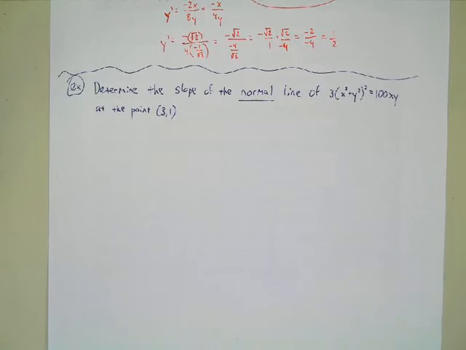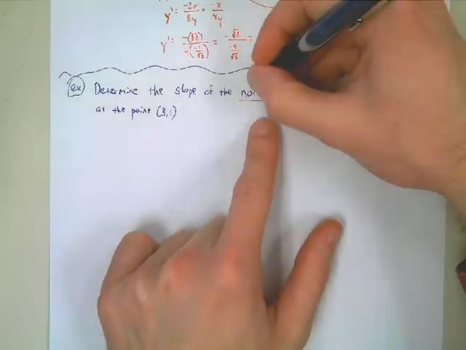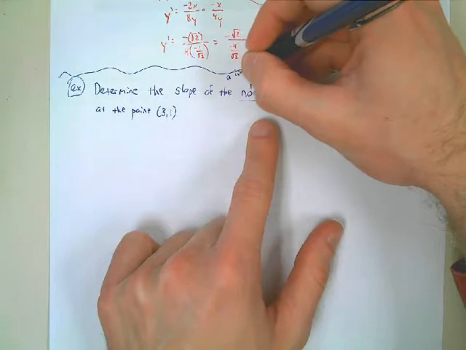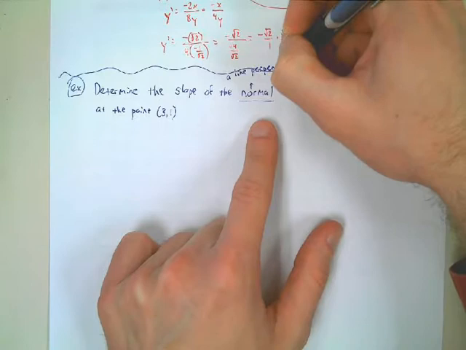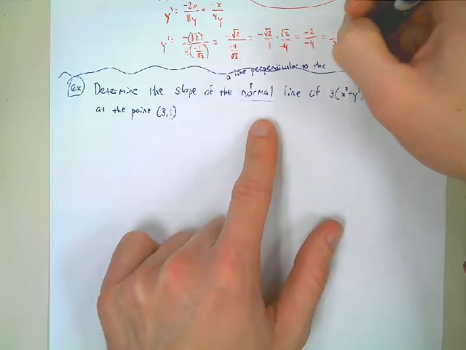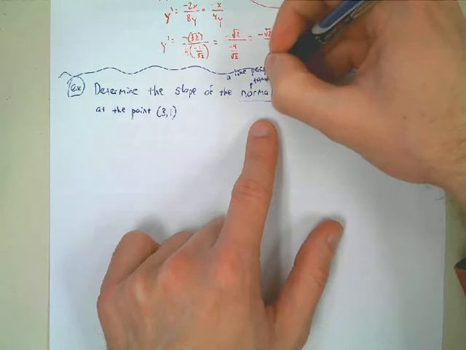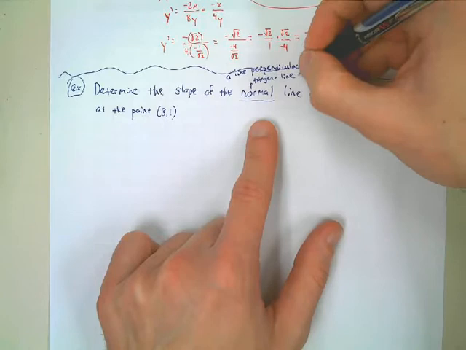What does it mean to be normal? Let's ponder that for a second. No, I'm just kidding. All right, so in math, it is a line perpendicular to the tangent line at the same point.